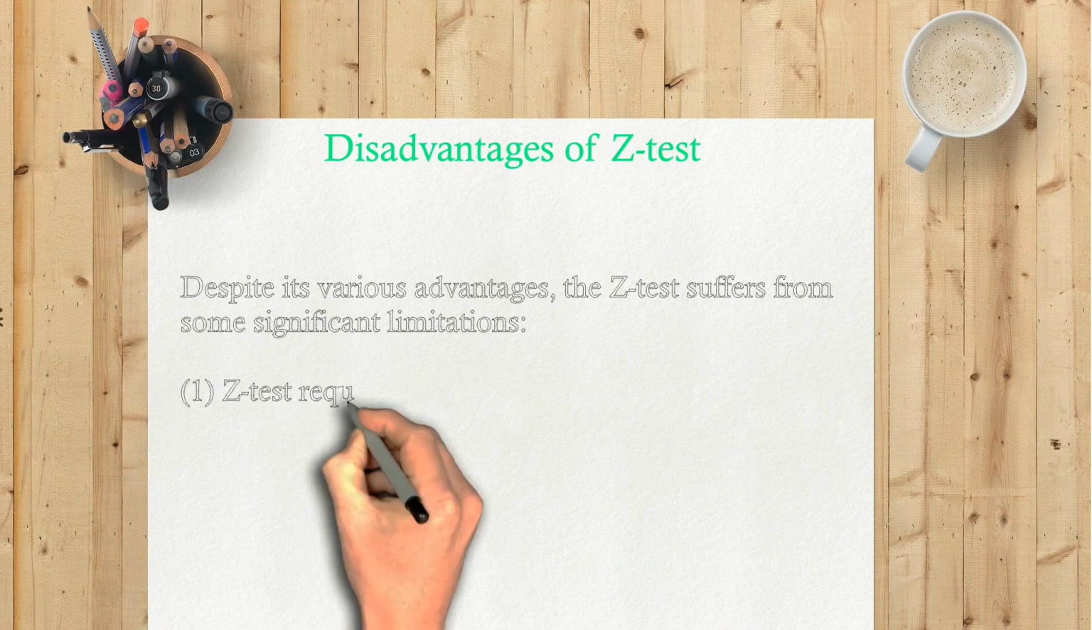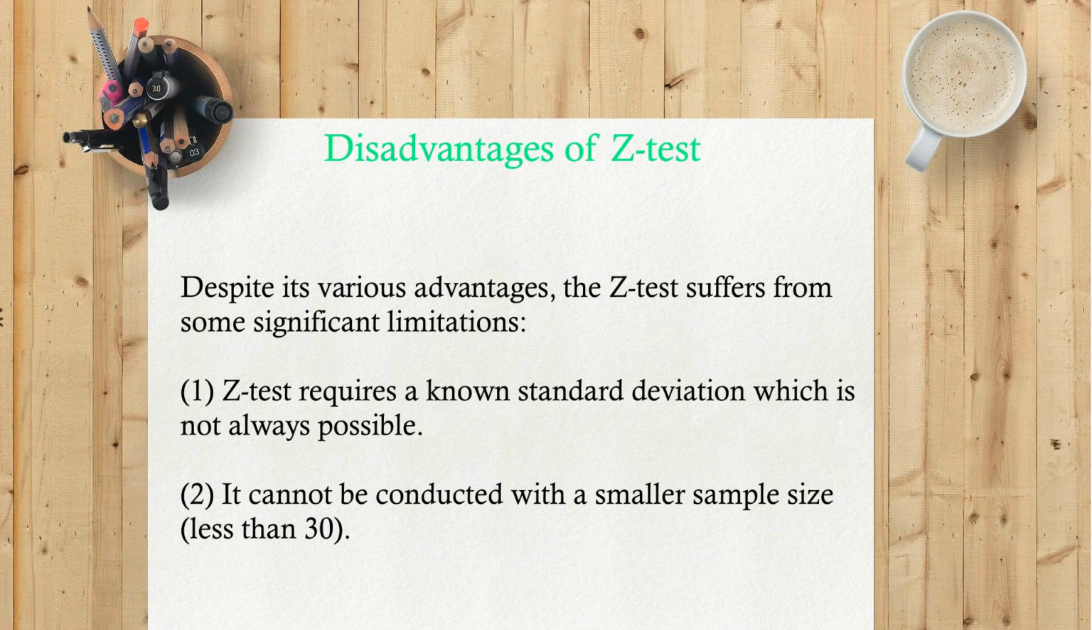Disadvantages of z-test. Despite its various advantages, the z-test suffers from some significant limitations. 1. Z-test requires a known standard deviation, which is not always possible. 2. It cannot be conducted with a smaller sample size, less than 30.